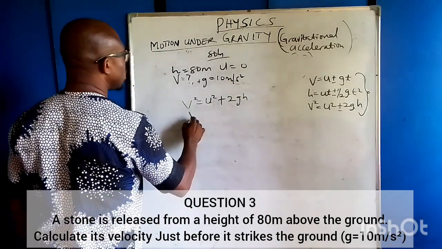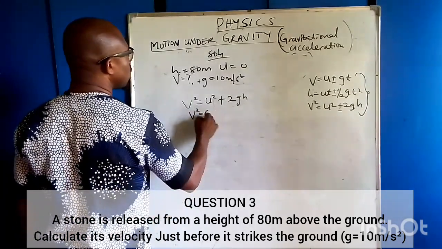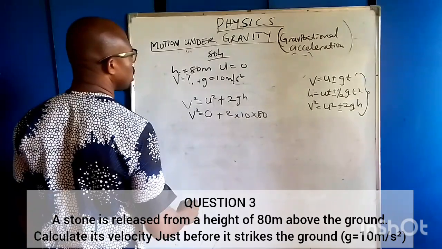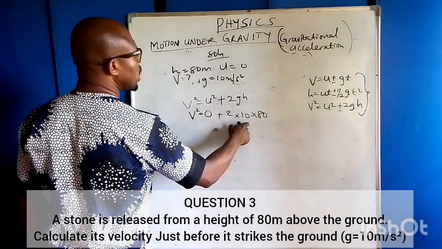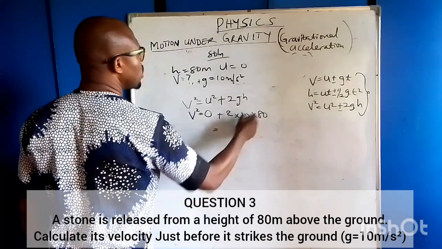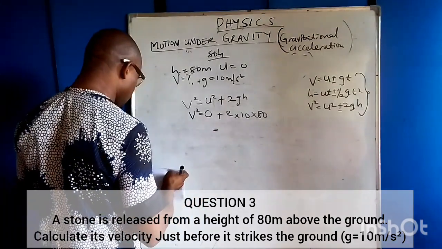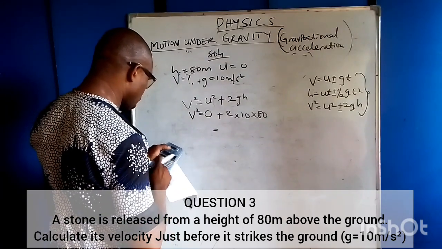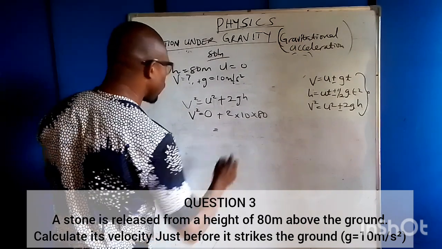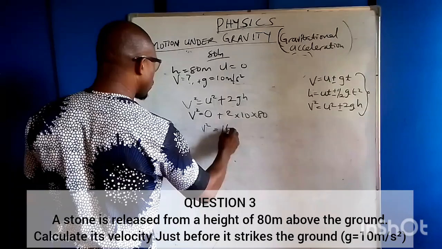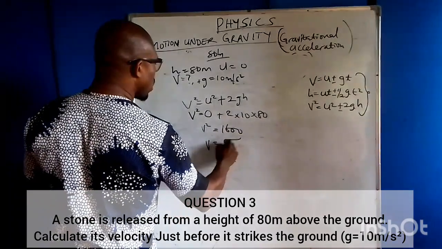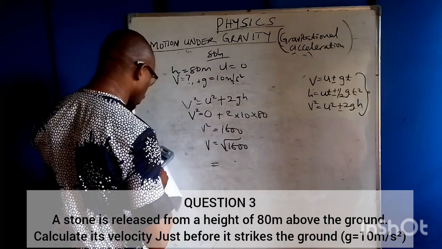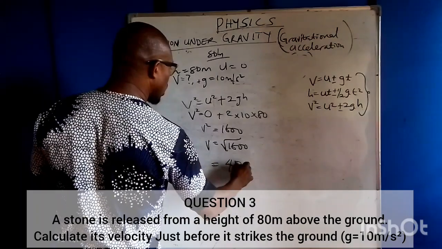V squared, see what we're looking for? This one is 0 plus 2 times 10 times 80. We'll now have 2 times 10, 20 times 80. 2 times 8, 16. So 2 times 10 times 80 will give us v squared is 1,600. Now v is the square root of 1,600, and the square root of 1,600 will give us 40 meters per second.